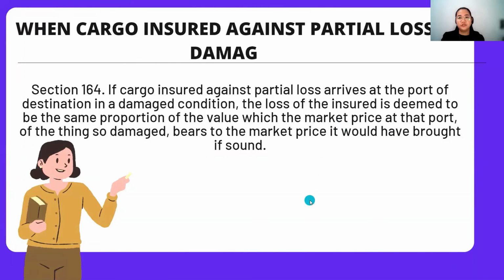So, when cargo insured against partial loss is damaged, Section 164 states that if cargo insured against partial loss arrives at the port of destination in a damaged condition, the loss of the insured is deemed to be the same proportion of the value which the market price at the port of the thing so damaged bears to the market price it would have brought if sound.